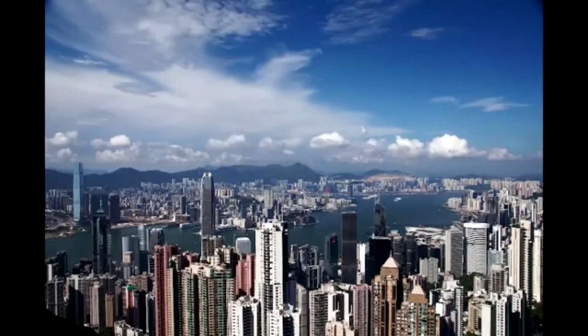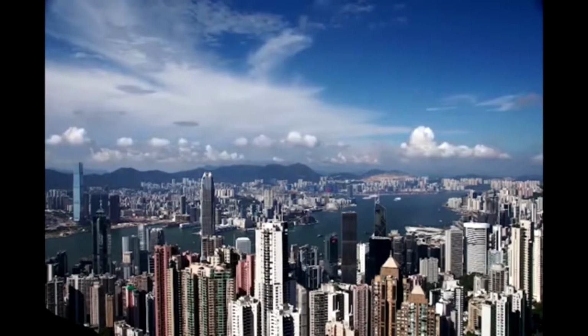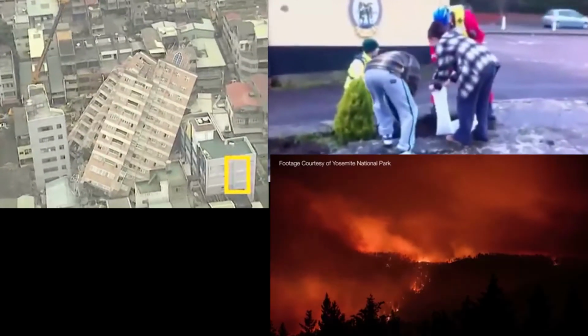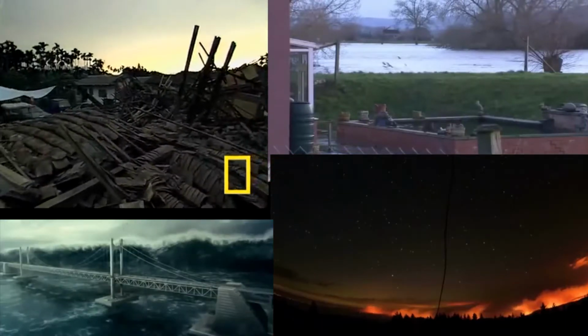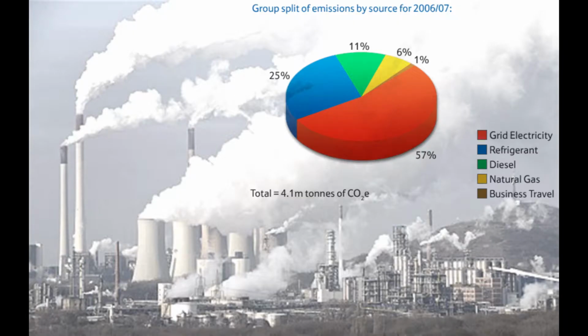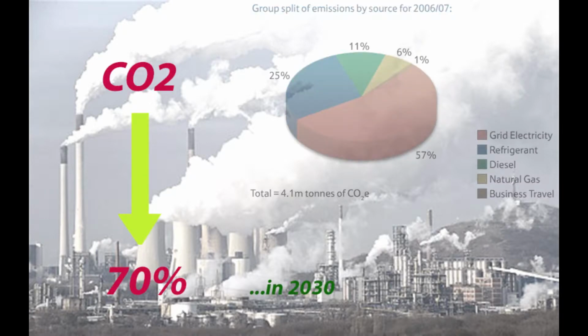This is one of the main causes for climate change, which has devastating effects such as earthquakes, flooding, forest fires, tsunamis, and many more. Our aim is to reduce carbon emissions by 70% in 2030 and then a further 90% in 2050, in which we hope to prevent the 2-degree temperature threshold rise.